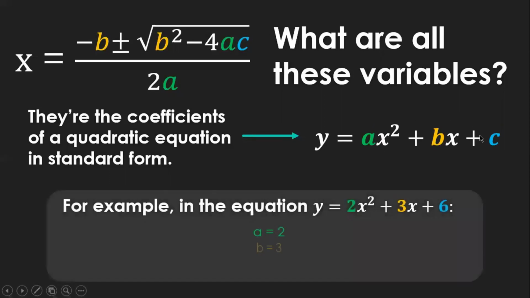So if we look at the equation y equals 2x squared plus 3x plus 6, we notice that a is our first coefficient, 2, b is our second coefficient, 3, and c is our constant, 6. So a, b, c, 2, 3, 6. All right, now I'm going to show you how we can actually solve this.